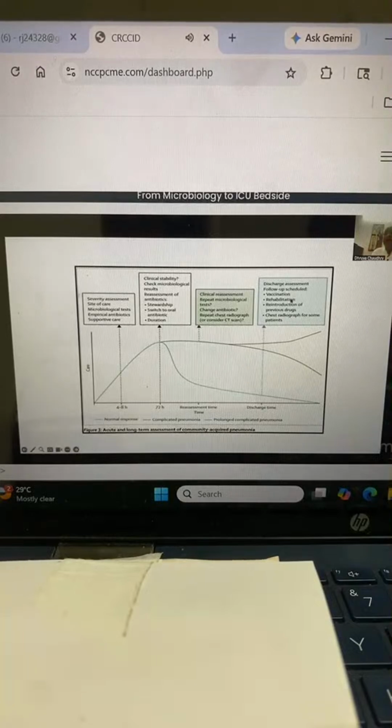Discharge assessment is as important for us. Follow-up schedule is important. Vaccination we must do. Rehabilitation is the key. Reintroduce all previous medications. Chest radiography is routinely not required, but at best you can do it at 8 weeks. That is the long period which is needed and required. And very fundamentally, look after the heart of this patient.